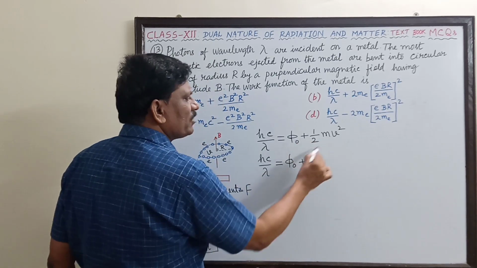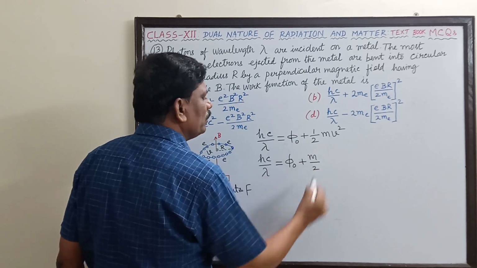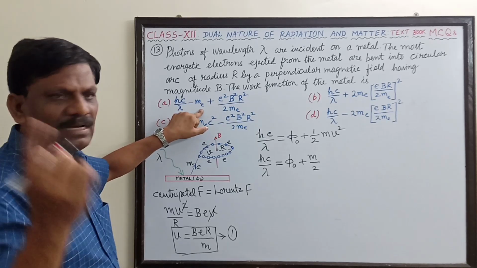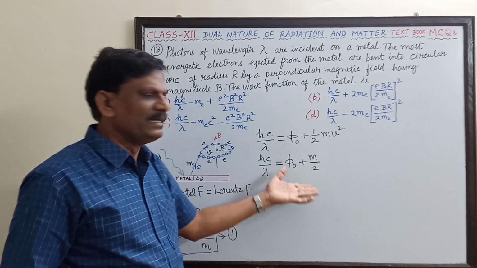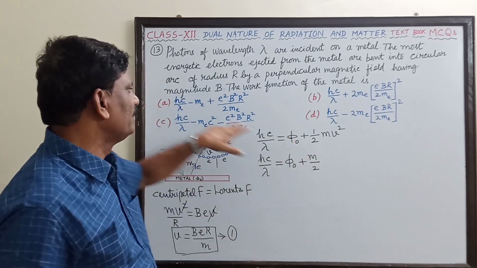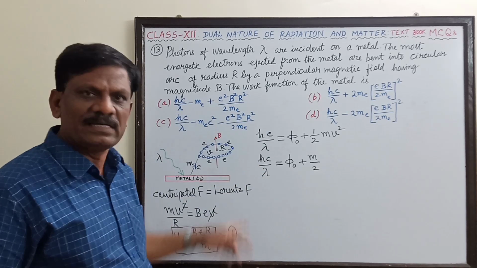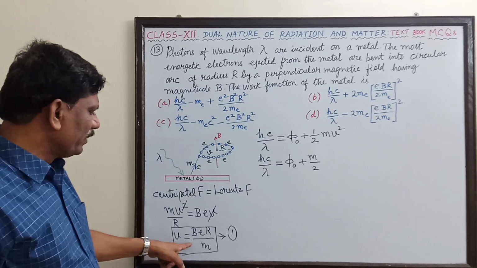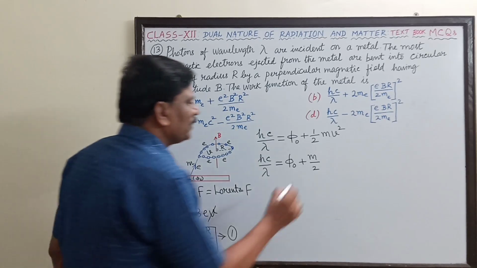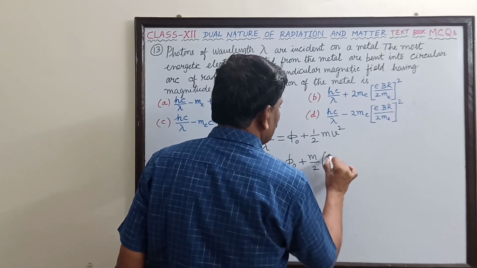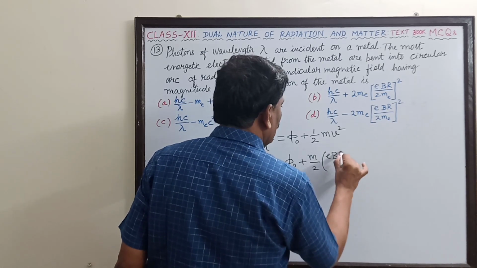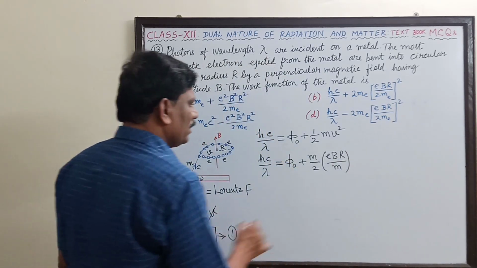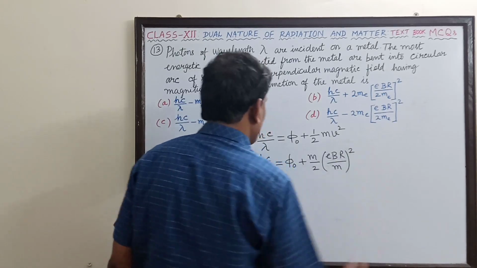So hc by lambda is equal to phi naught plus half m v squared, which can be written as m divided by 2. Everywhere they have given m suffix e, that is the mass of the electron. If I write it everywhere it will be congested, so m is the mass of the electron, which is nothing but m e only. Only in the final result I am going to substitute it. So this half m becomes m by 2 into v squared. In place of v squared I substitute e B R by m the whole squared.